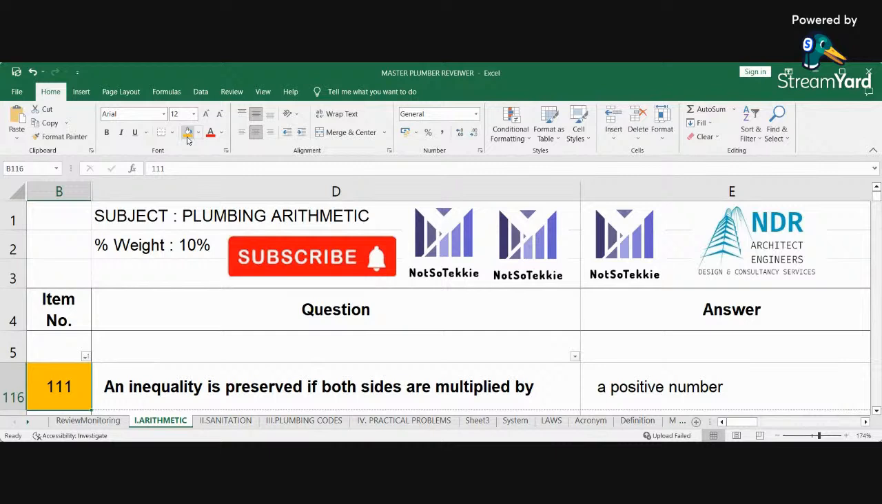Wala yung isang monitor. The answer is a positive number. Ito lang yung StreamYard muna. Baka nawala na. Yun, hindi naman.